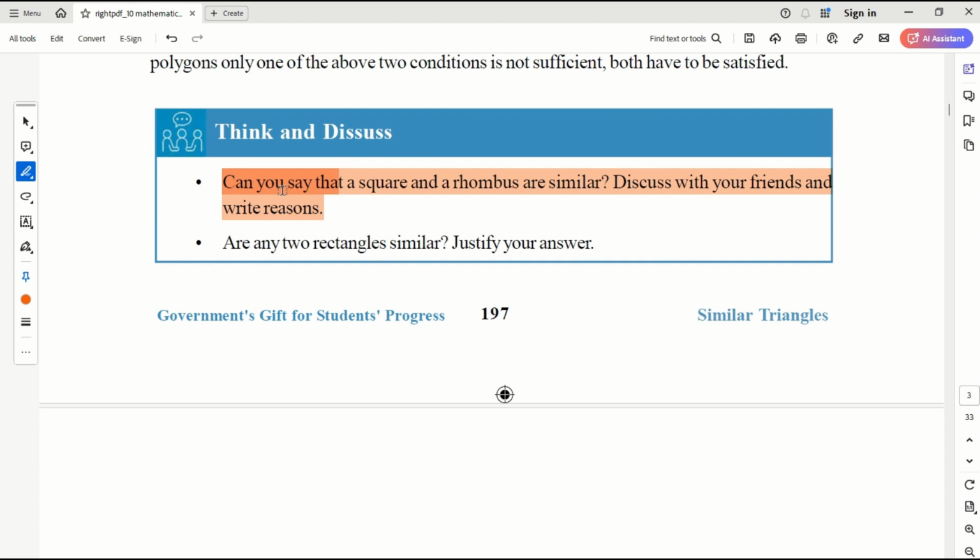Okay. Are any two rectangles similar? Yes, rectangles can be similar provided you meet the condition, that is, corresponding sides should have the same ratio. And of course, because both are rectangles, the angle criterion is met. So the second criterion is that corresponding sides should have the same ratio, or the same proportion.